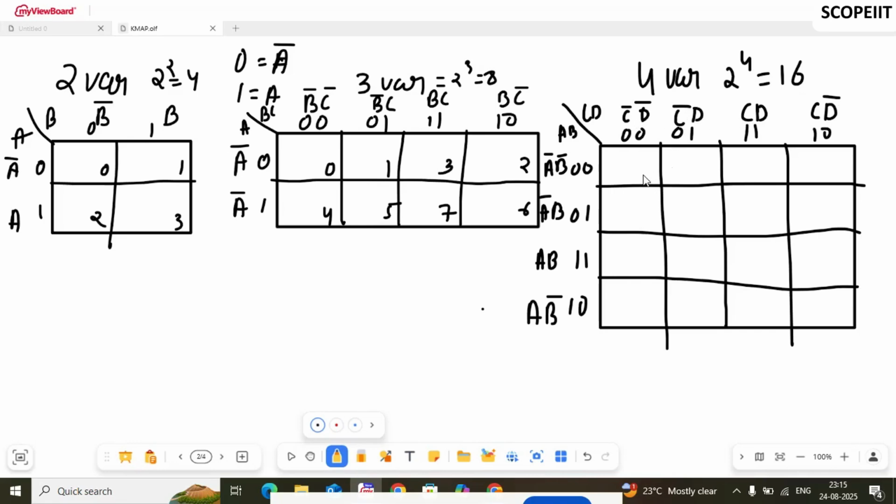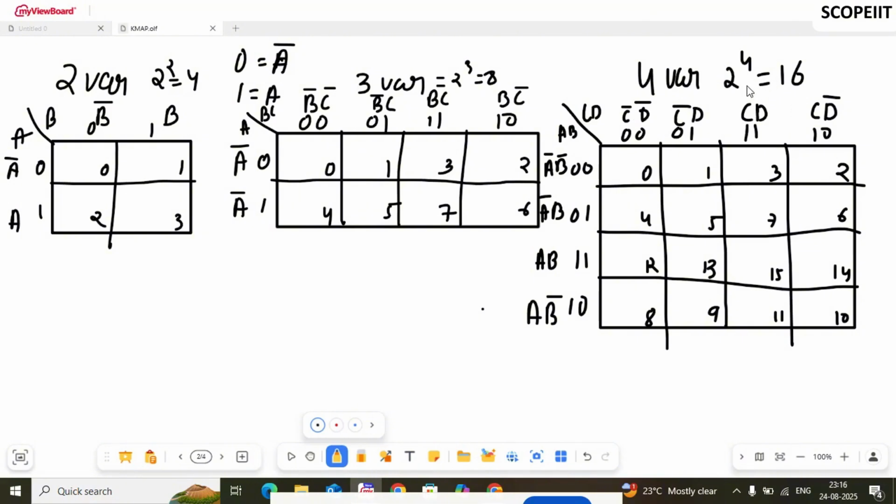Okay, next, how to write the numbers? So it will be 0, 1, 2 we will write here, then 3, 4, 5, 6 and then 7 over here. 8 will not be written here, it will go down. 8, 9, 10 and 11, 12, 13, 14 and 15. Okay, so this is the way we construct K-map for 4 variables. Usually in exam, mostly they will ask questions based on 4 variables of K-map. 3 variables also sometimes they'll ask, but very rarely.